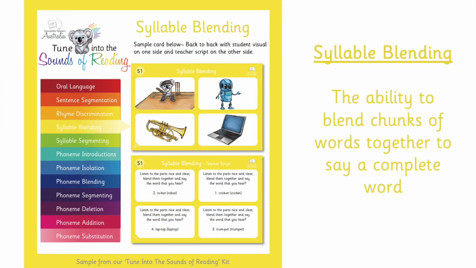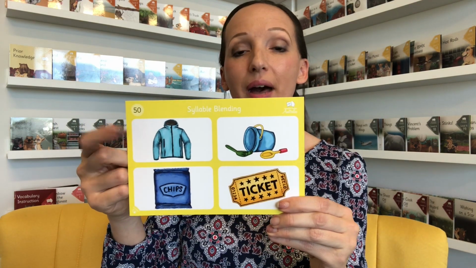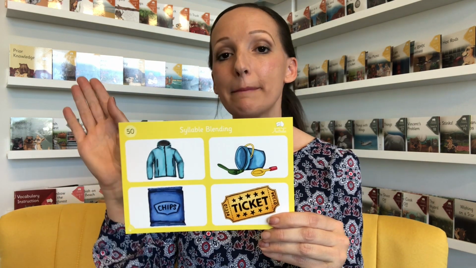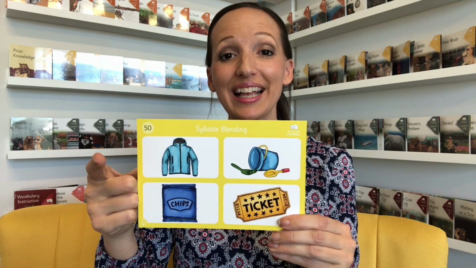The next skill is called syllable blending. That's the ability to hear chunks in words and blend those chunks together to say one spoken word. This is really great at that preschool level. Now let's have a look. There's multiple levels within this skill. We have 2 syllable words and then we move on to 3 and 4 syllable words. So let's grab one card and hear the script. Listen to the parts nice and clear, blend them together and say the word that you hear. Jacket, jacket. So it's as simple as that.